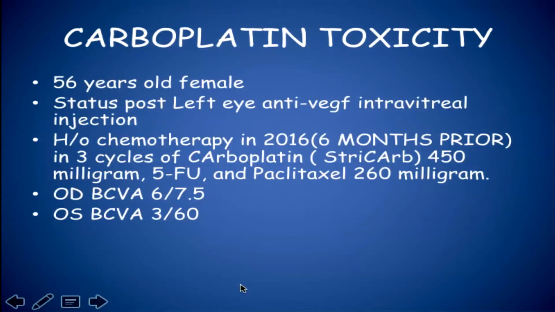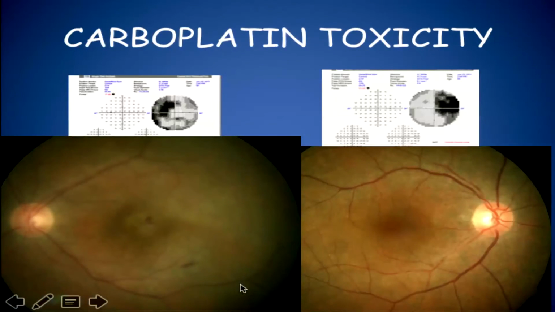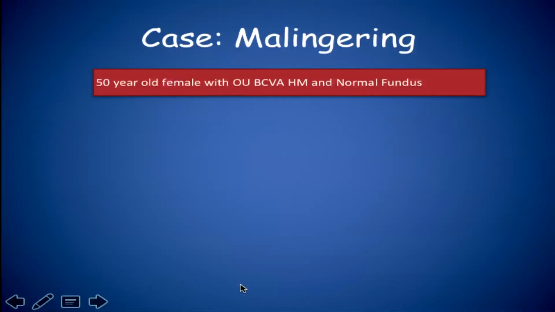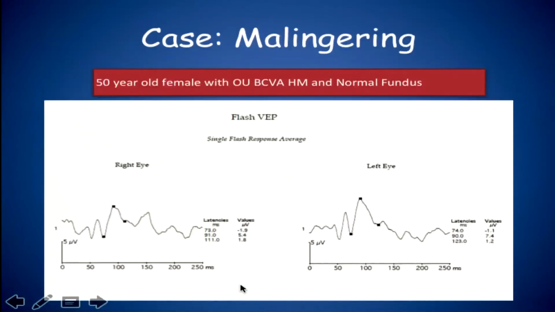This 56-year-old female came to us for CNVM in the left eye, and on history there was a history of taking carboplatin. You can see there's a CNVM on the left side, but she was complaining of mild visual complaints on the right side as well. This is her fields, and look at the multifocal ERG. Because of the CNVM, the patient has a lot of changes on the left side, and on the right side also, something is happening.